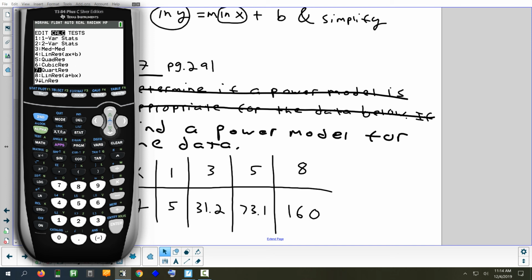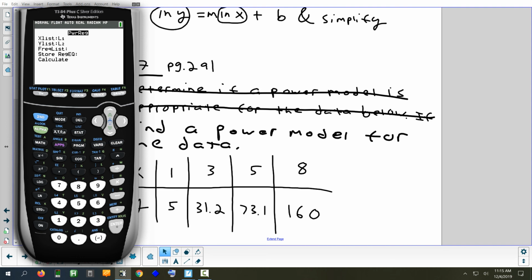We're looking for what's called a power regression. On my calculator, it's option A. We're going to find a power model that fits this data. So once you get Stat, Calc, pick option A, and you hit Enter. Don't hit anything else yet. That's what it should say on your screen.